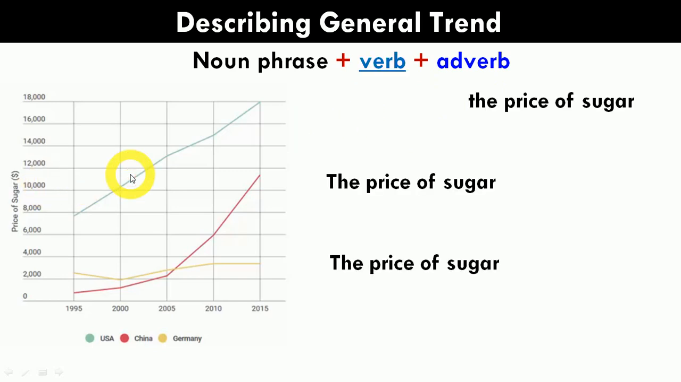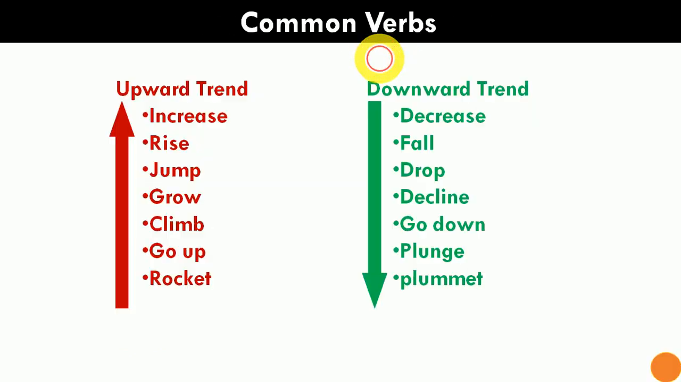Okay, let's look at all three lines together. So for all three lines the noun phrase is same, that is price of sugar. Now we have to choose a verb. So for verb we have a list, and we see that for all three lines the lines are going up. That means we have an upward trend for all three lines. So we can choose any of these verbs, and we will try to avoid the repetition. So let's choose increase for one line, rise for one line, grow or climb for other line.